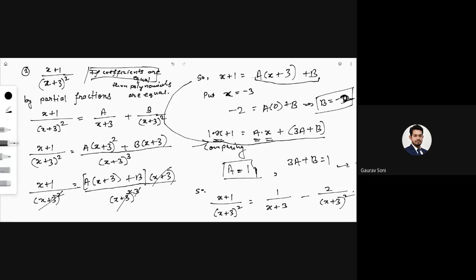If you look at the left hand side, this is a polynomial of degree 1, right? If you look at the right hand side, it is a polynomial of degree 1. And by this definition, these two polynomials are equal if the coefficients are equal. What is the coefficient of x on the left hand side? It is 1. The coefficient of x on the right hand side is a. So a has to be equal to 1.